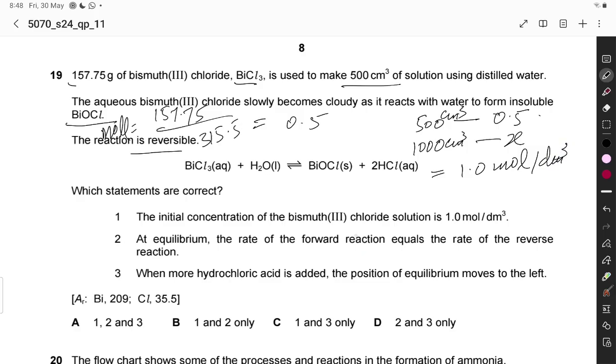The initial concentration of bismuth chloride solution is 1 mole per dm cube. It is correct. At equilibrium, the rate of forward reaction equals the rate of backward reaction. Yes, this is also correct. When more hydrochloric acid is added, the position of equilibrium moves to the left. Yes, when we increase concentration of HCl, the reaction will shift backward to counteract the change. So this is also correct. So 1, 2, 3 are correct. So A option is correct option.